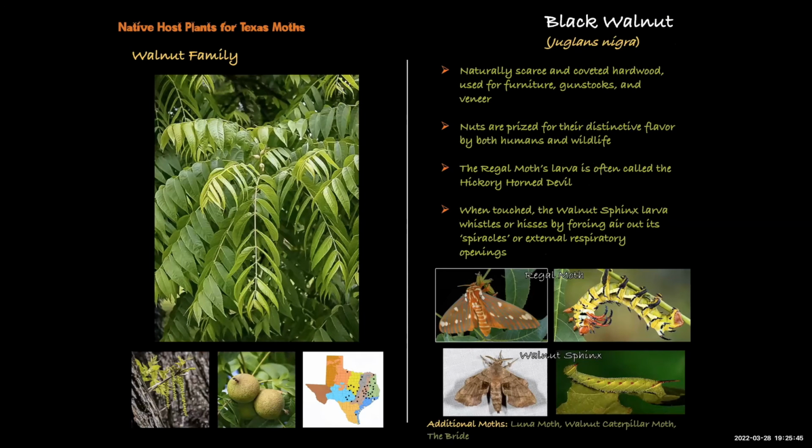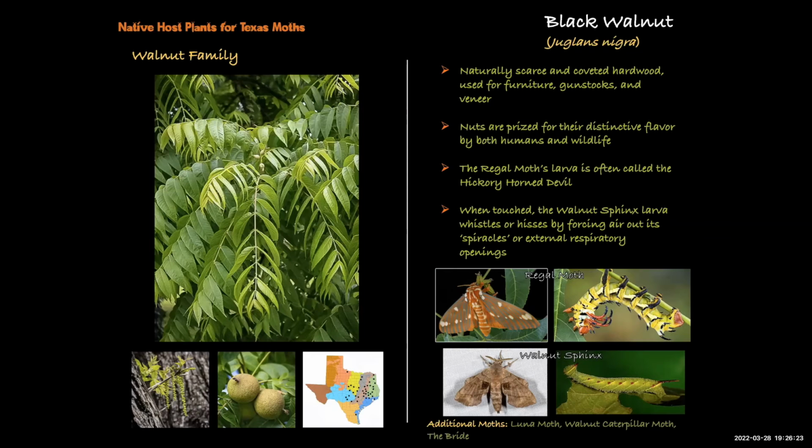Black walnut is another wonderful tree here in Central Texas. It is naturally scarce because it's been harvested quite a bit for hardwoods to be used for furniture, veneer, gun stocks, etc. Also, the nuts are prized for their distinctive flavor, and we humans love them as well as wildlife. Two of the moths that use this tree are the regal moth and the walnut sphinx. The regal moth larva has those really interesting hooks on it, and it's often called a hickory horn devil.